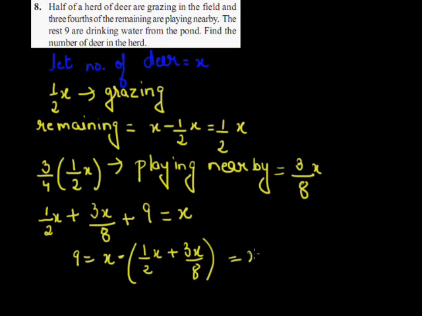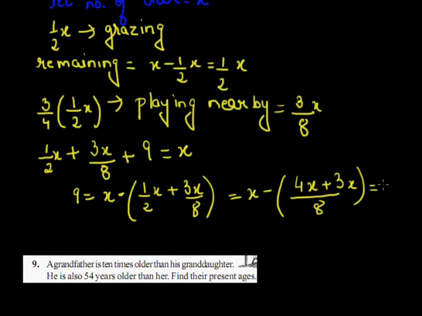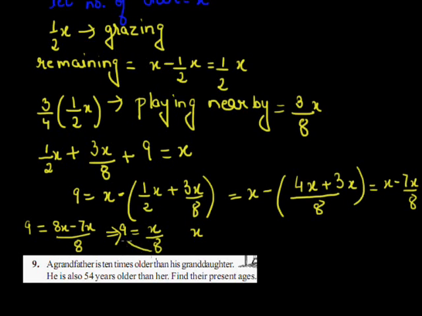That will be equal to x minus, taking the LCM 8, 4x plus 3x upon 8. So that is x minus 7x upon 8. So 9 will be equal to 8x minus 7x upon 8. 9 will be equal to x upon 8. So I get the value of x by cross multiplying 8 to the left hand side. So x will be equal to 8 into 9, that is equal to 72. So the total number of deer in the herd was 72.